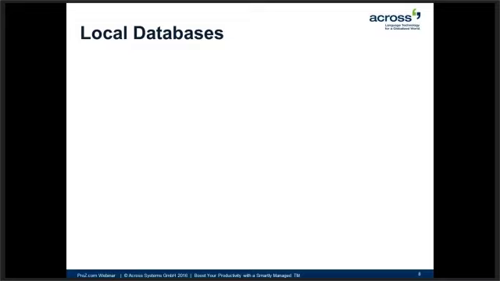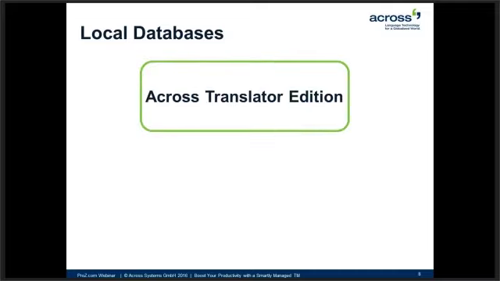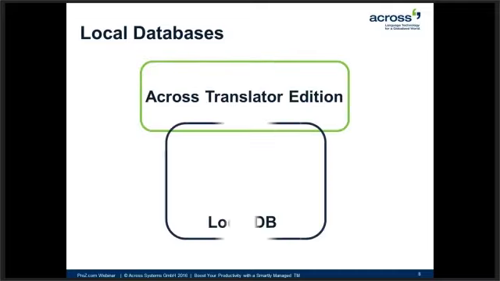We often see webinars on other CAT tool programs that want to teach translators how to build your folder structure on your computer, how to name your files, where to store all the translation memory. Because in other software, the translation memory is file-based. Across is different. Across has one big local database.